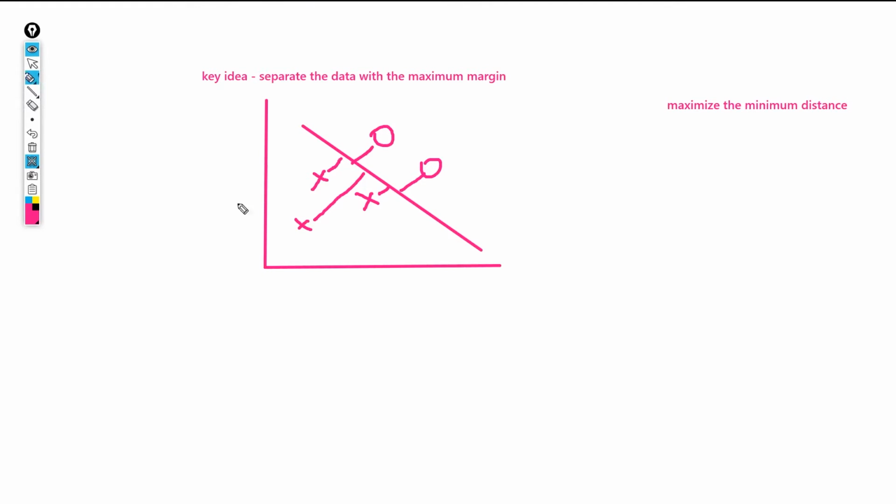So let's suppose this is distance 1, this is distance 10, this is distance 3, 4, and 5. Our main aim is to maximize the minimum distance. So what is our minimum distance? Here we have the minimum distance as 1. So we are going to move this line in such a way that we want to maximize this distance.